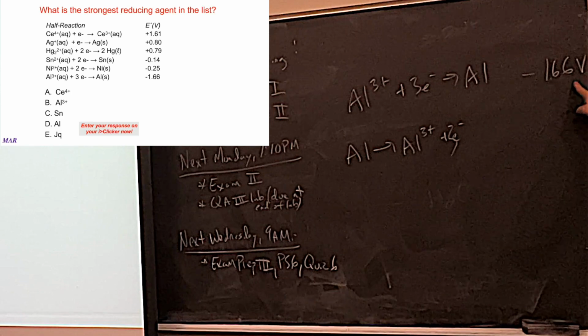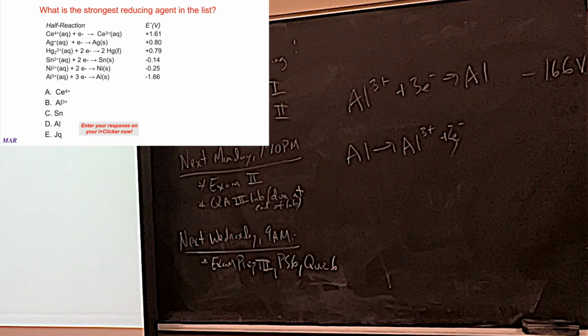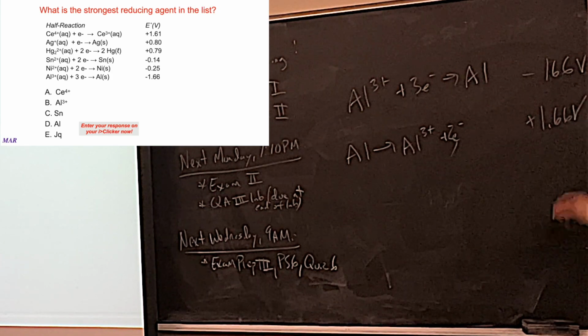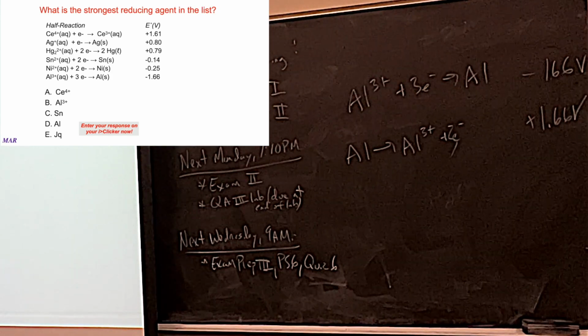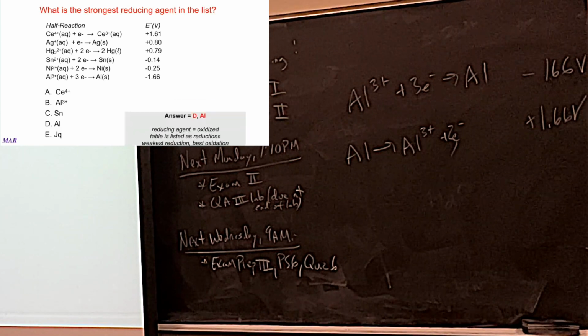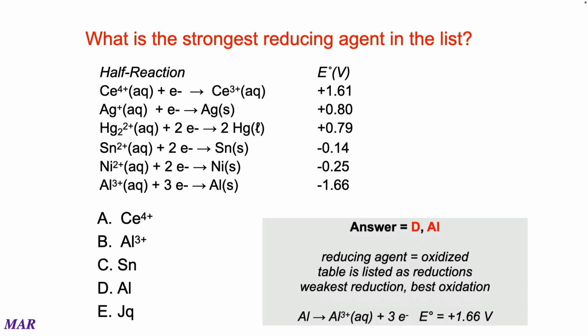What happens to the E cell value when you flip the reaction? Positive. Positive, that's right, change the sign. So it becomes positive 1.66 volts. So if you flip all of these around, those are the numbers you want to look at, not really the numbers as written. So because of that, answer D is the best answer here. Aluminum going to aluminum 3 plus is the best piece that's being oxidized. It's the best reducing agent here.